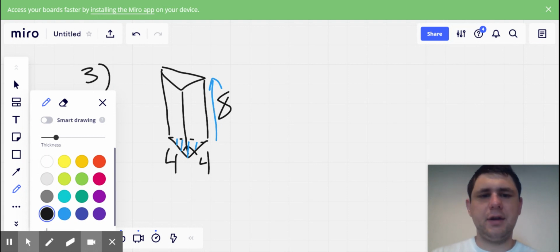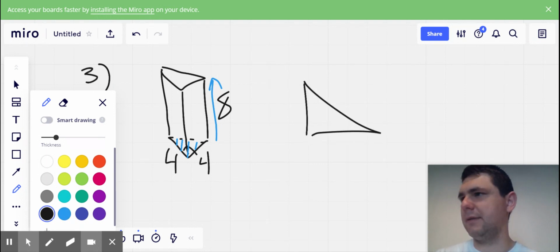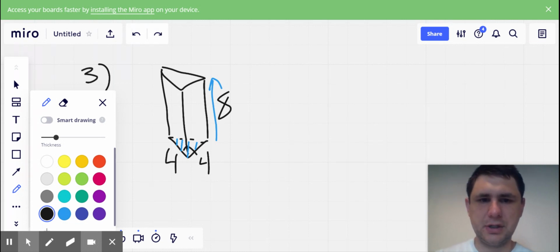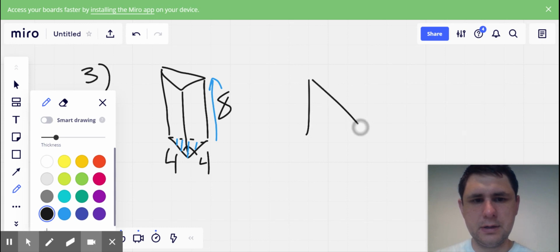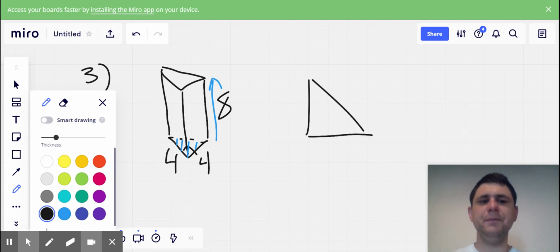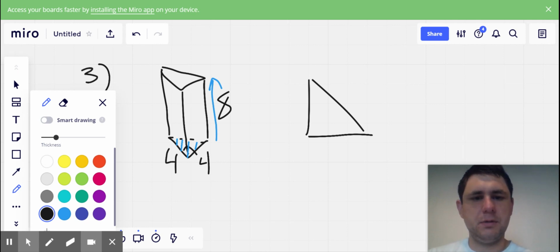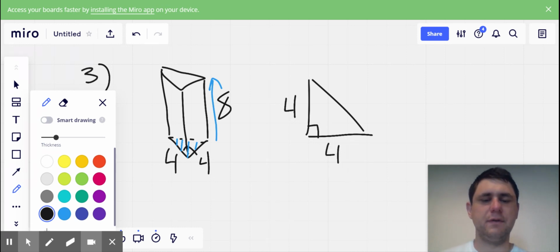So I thought it might help to draw the triangle out over here for you guys. If you notice, actually that wasn't a good representation of it. That's probably better. Okay. So we've got a right angle right here, and we've got a 4 right here, and a 4 right here. So 4 is both the base and the height of this triangle.